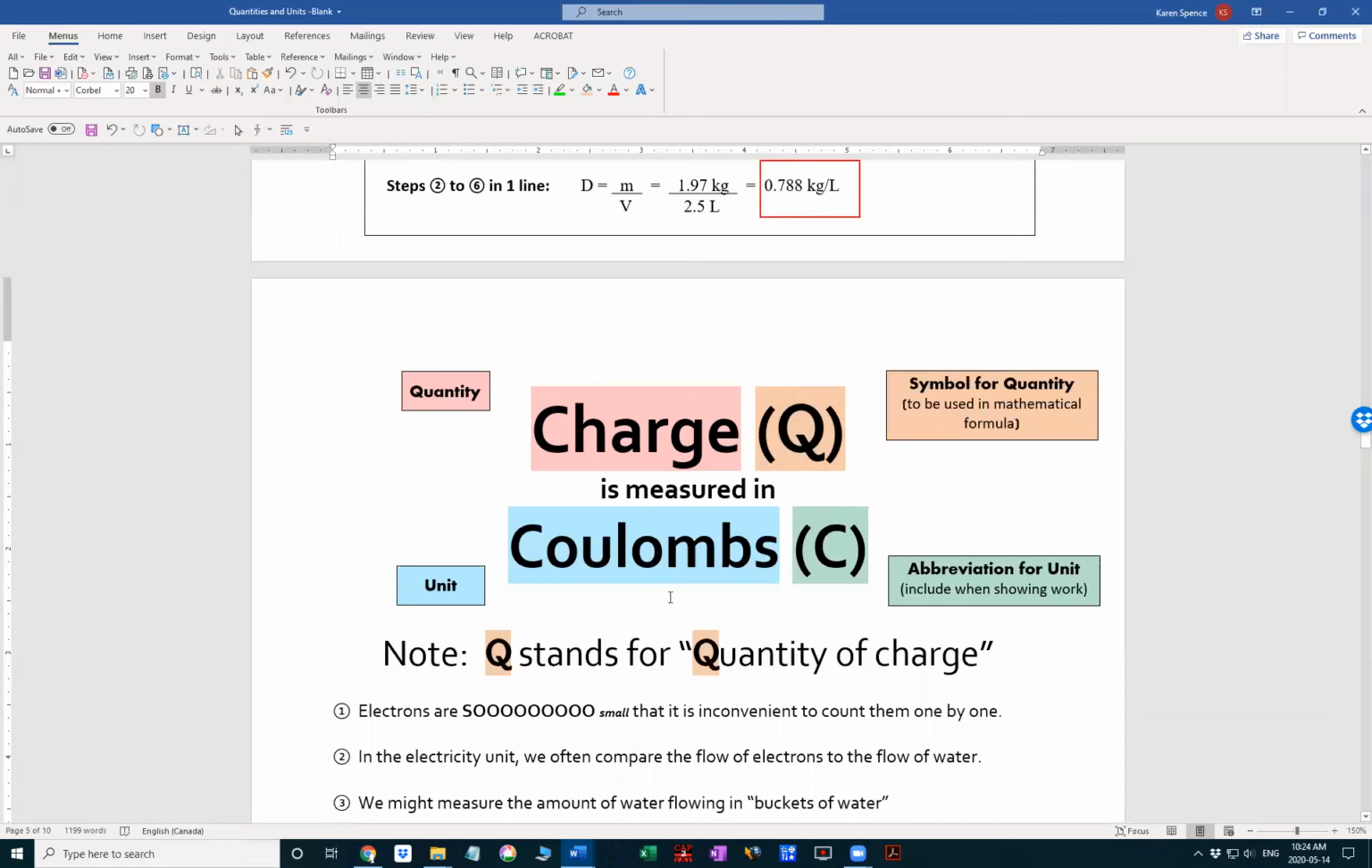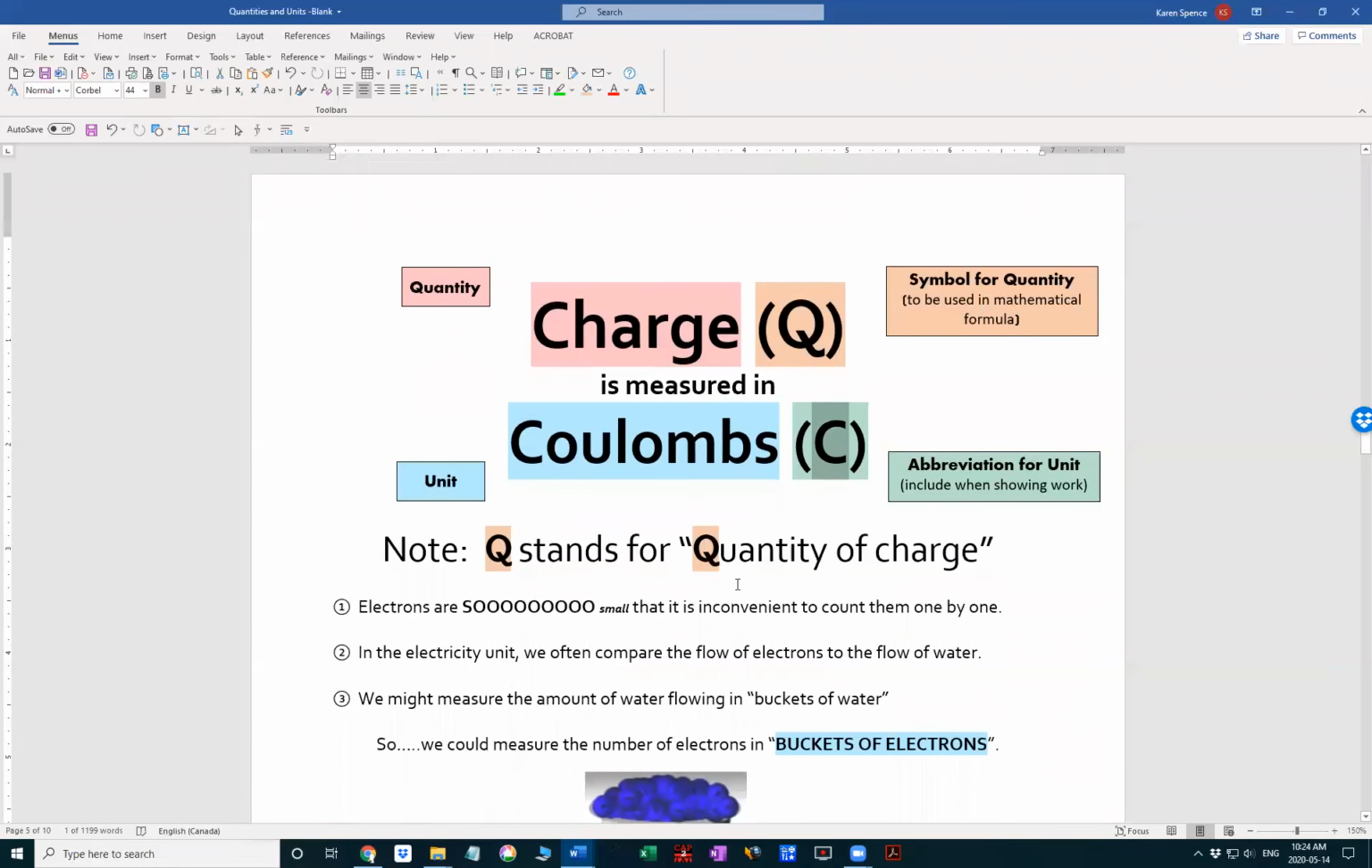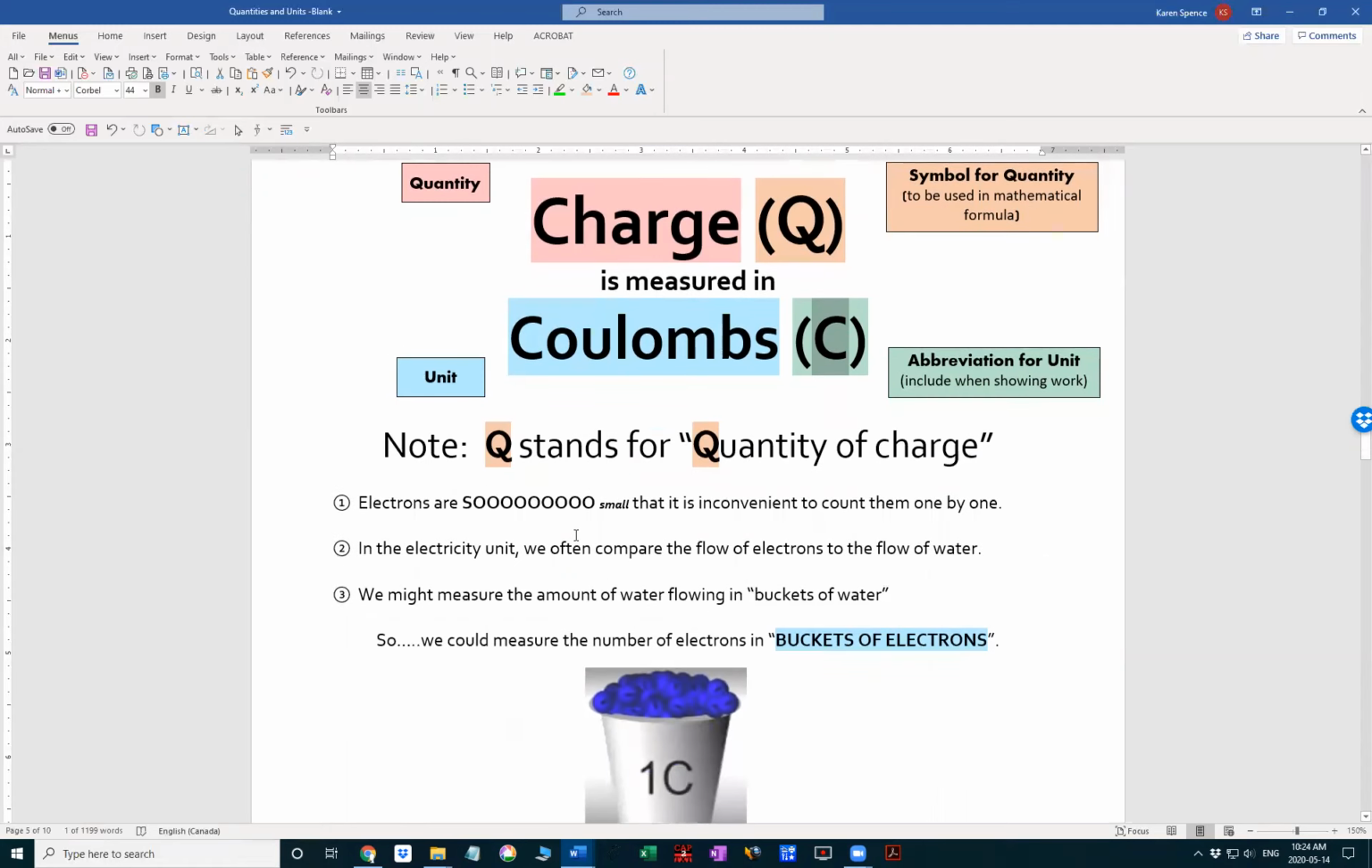The unit for this is the coulomb, named after Monsieur Coulomb, the Frenchman. I don't know what else he did, but he invented the unit, and it is abbreviated capital C. And what the heck does that mean? What is a coulomb? Well, electrons are so itty-bitty, tiny, small that it is super inconvenient to count them one by one, because there are just millions and billions and trillions and quintillions of them.